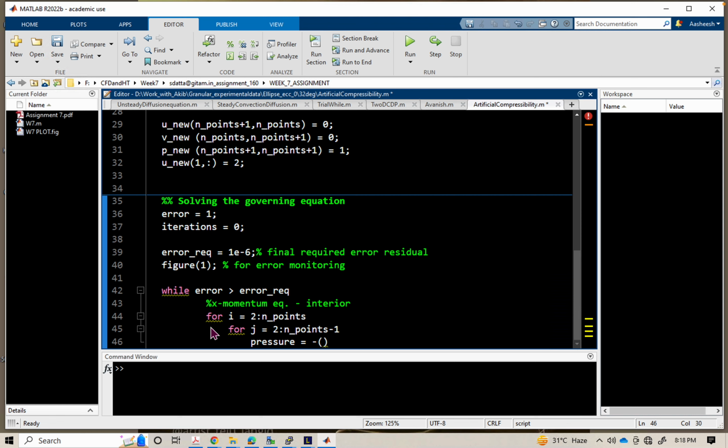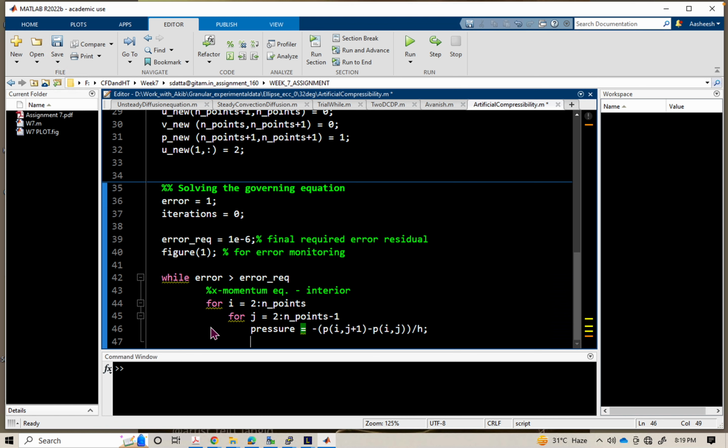Here the pressure term is coming. Okay, now this is a bit new as compared to the previous code. So this is for j plus 1, that is the standard pressure, minus P at ij. Now the diffusion term. Let's do the diffusion.